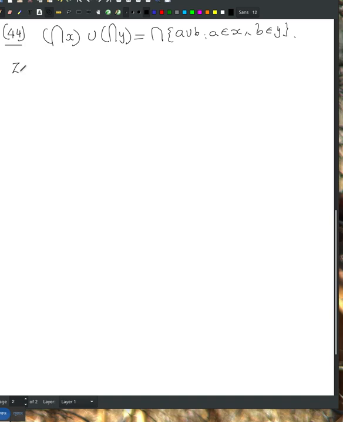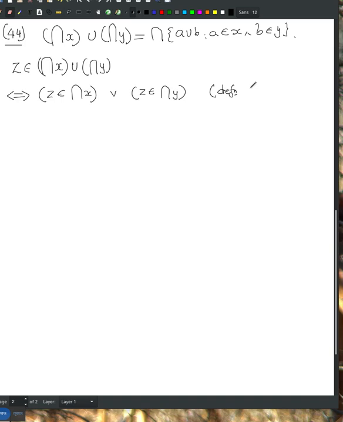Z belongs to this. So that is the same thing as saying Z belongs to this, or Z belongs to this. Okay? So the reason is obviously the definition of union. It is exactly the definition of union, this is the exact reason why we are doing this, because it has two reasons.